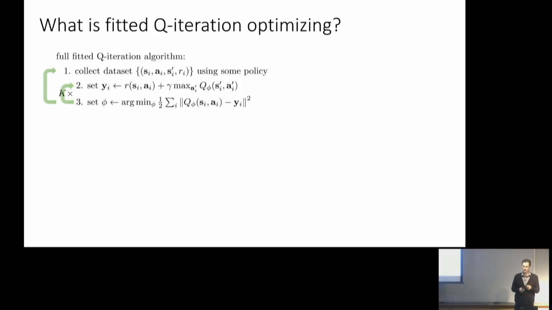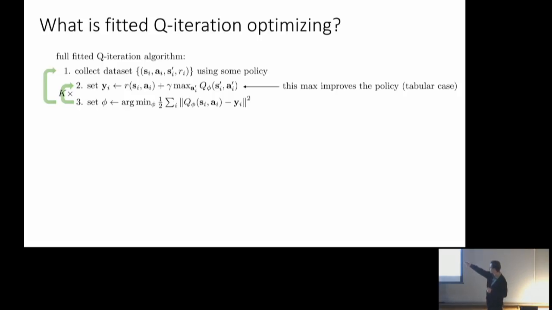Then we might ask, what is this algorithm actually optimizing? Is it optimizing something, and if so, what is it? That's actually a very delicate question to answer, and for neural network function approximators in particular, the answer is that it's actually not optimizing anything. But for tabular function representation, it is optimizing something, and also step 3 is always optimizing something. So let's talk about step 3 for a second.